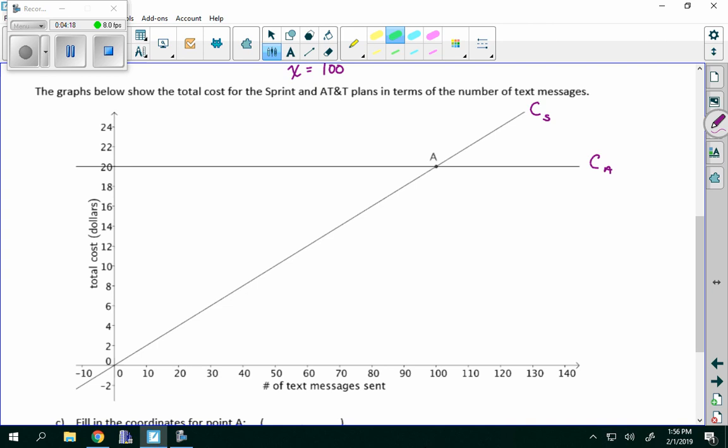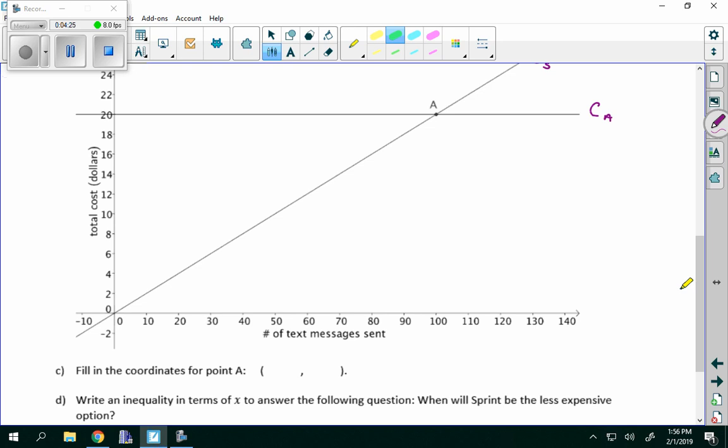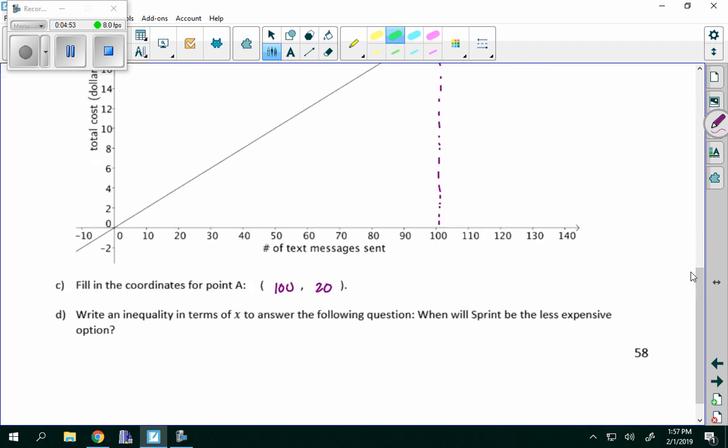Let's see what questions they're asking us to answer now. Fill in the coordinates for point A. Point A represents the number of texts that will make each plan have the same cost, which is what we found in part B. So that point is (100, 20). If I send out 100 texts, my cost is $20.